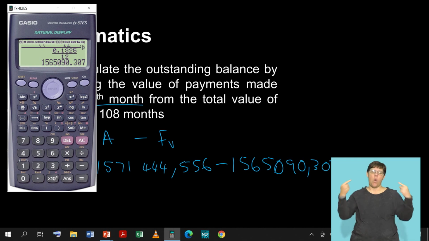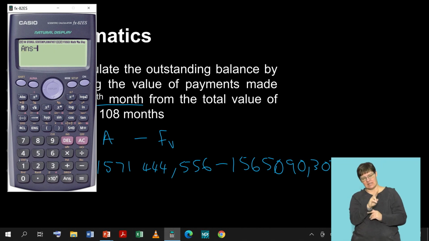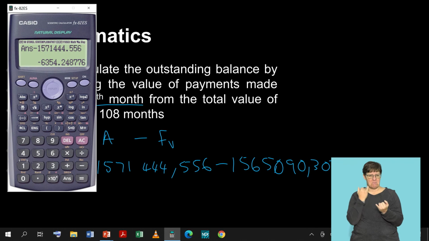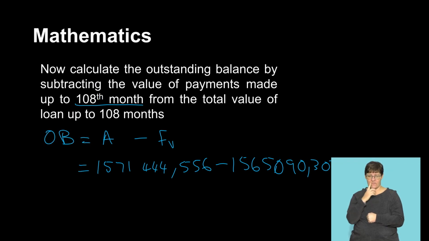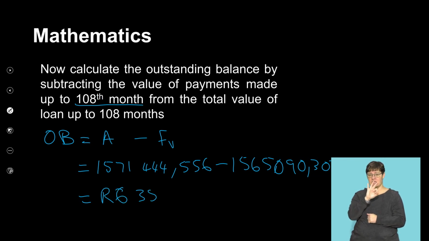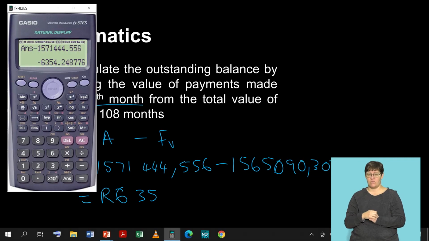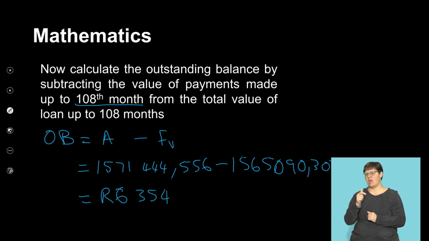Now, I know that you need to do the opposite of what I'm doing, but you can always just say minus 1,571,444.556, and this will give me 6,354. Right. So this will be equal to 6,354. Let's verify. Yes, 354, comma a few cents.